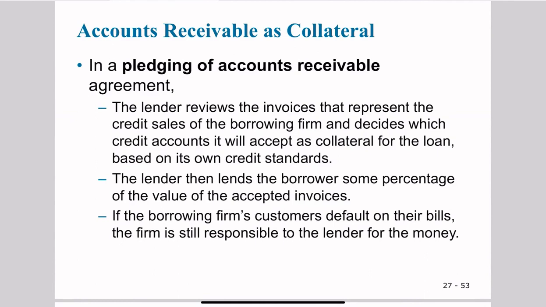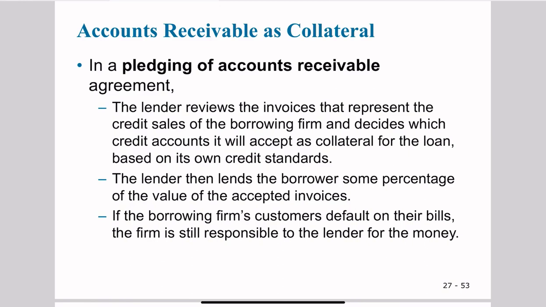Well, you can see that accounts receivable sits on the firm's balance sheet, and it's the firm's current asset. So it's actually sensible for a firm to use accounts receivable as collateral to obtain short-term financing, right? There are several kinds. The first kind is called pledging of accounts receivable agreement. In this type of agreement, the bank, the lender, will look at the firm's invoices.